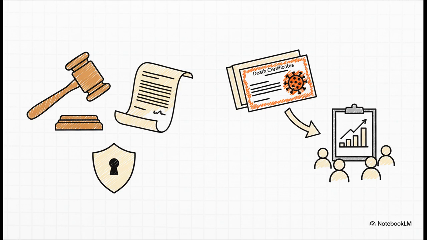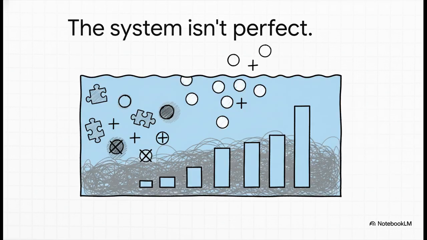Just think about it. When a health official starts seeing a sudden spike in death certificates all listing the same cause, say something like COVID-19 or TB, that's a massive red flag. It's an alarm bell. It tells them a specific threat is on the rise and they need to move fast. This data is literally the foundation for how they plan, where they send resources, and ultimately how they save lives. But, it's not a perfect system.